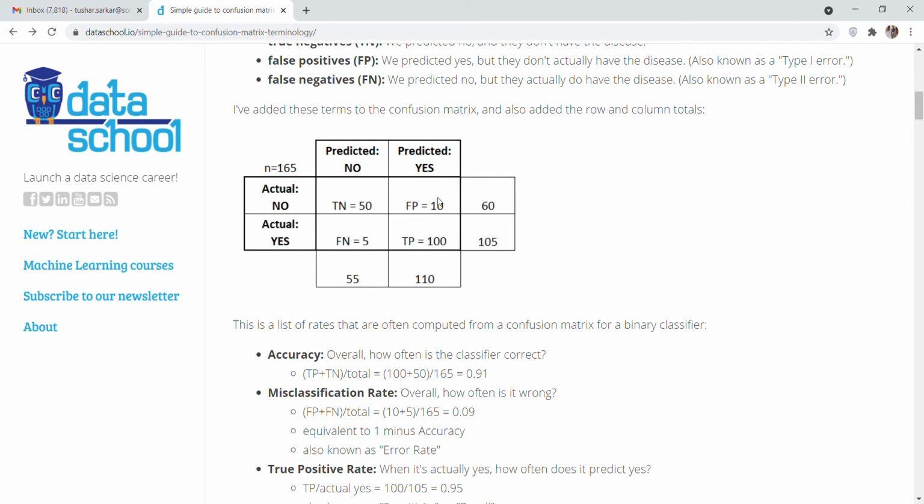Next is FP. FP is 10. FP is false positive. So false positive: here my machine learning model told that yes, the person has the disease, but actually the person does not have the disease. So this is false positive. Here in FN, the machine learning model predicted that the person does not have the disease, negative, but the person actually has the disease. So this is false negative. This is 5.